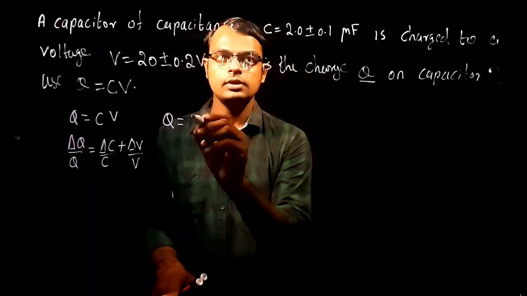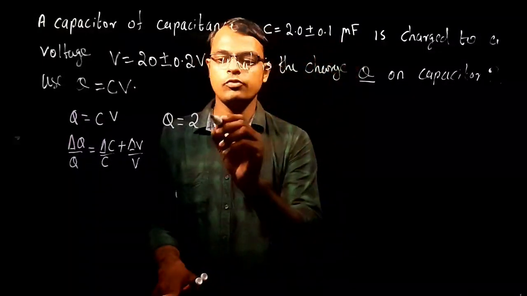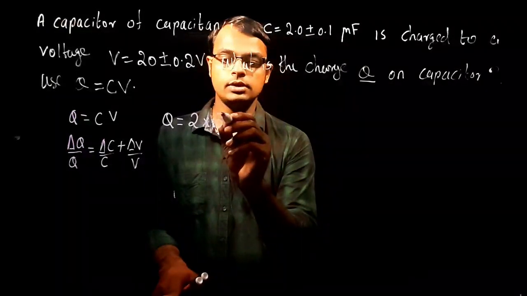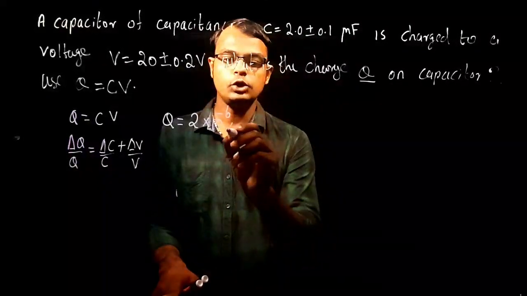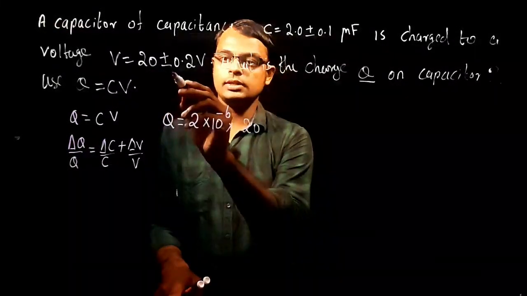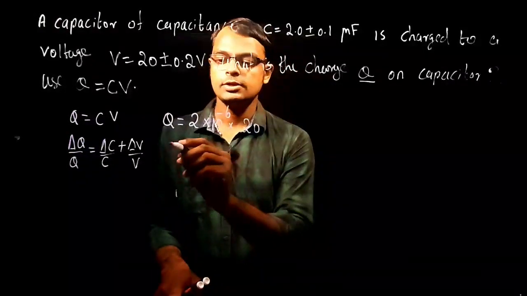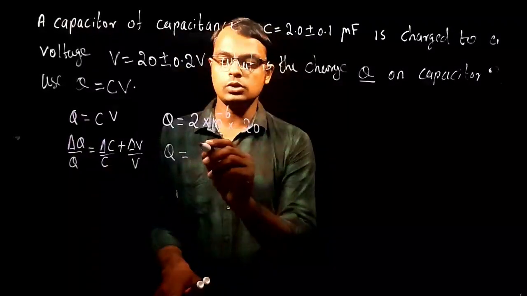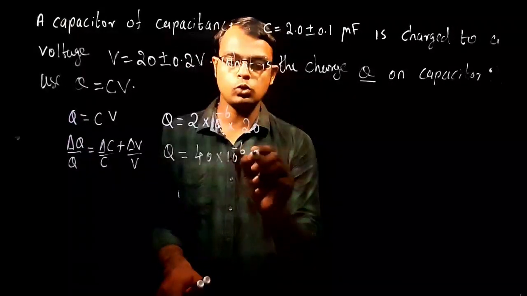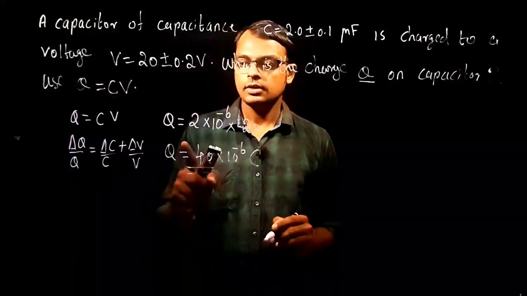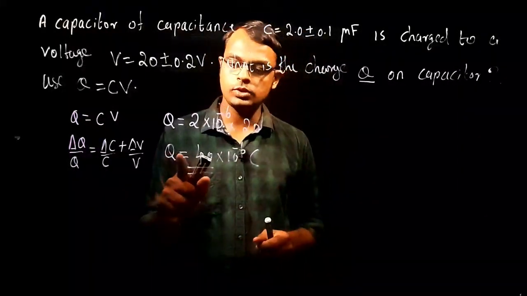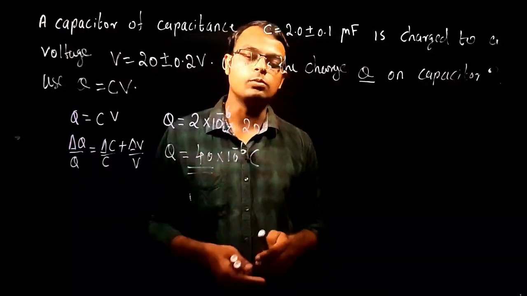What is the C value here? C here is 2 microfarad. 2 into microfarad means what? 10 to the power minus 6. We have learned that one. 2 into 10 to the power minus 6 into, now what is V here? V is equal to 20 volt. Don't take the error now, we are calculating only the final result. So we got Q is equal to 40 into 10 to the power minus 6 coulomb. The unit of charge is coulomb, you already know that one.